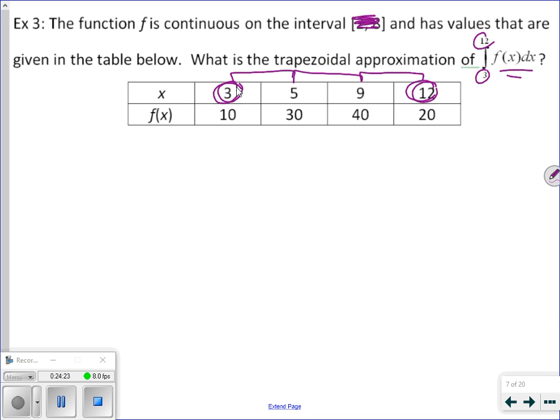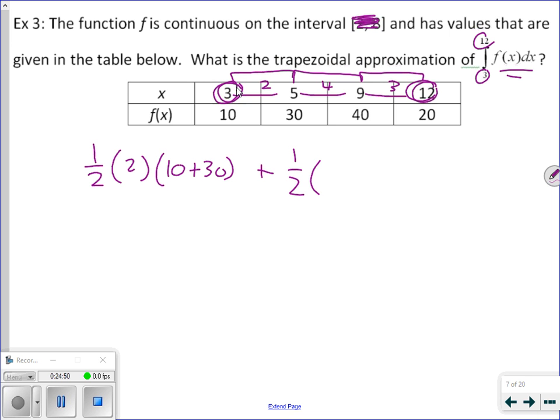Now here's the only thing I want you to watch out for. In the last example, all of the heights were consistent. Here, this has got a height of 2, this has got a height of 4, and this has got a height of 3. So we're actually going to have to write out 3 separate trapezoidal areas. So for the first one, it'll be 1/2 times the height 2 times base 1 10 plus base 2 30, plus the area of the second trapezoid is 1/2. The height is 4, and then it's base 1 30 plus base 2 40, plus, and the final one is 1/2. The height is 3, and then base 1 is 40, plus base 2 is 20.